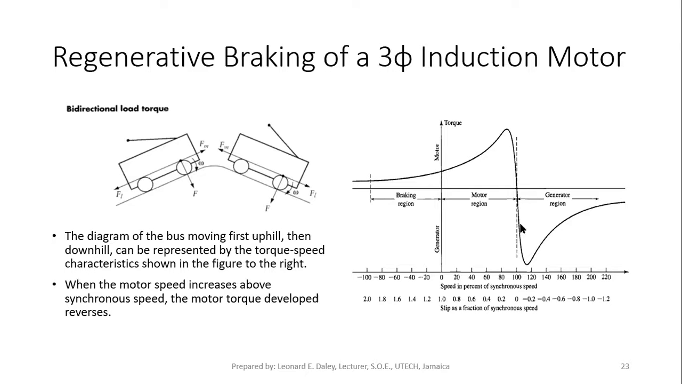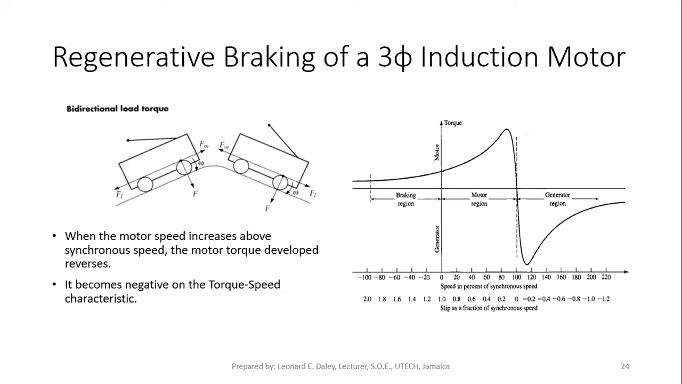Right? And it will basically follow this curve, which is a reflection, or an inversion, of the other curve. So when the motor speed increases above synchronous speed, the torque reverses. The motor torque developed reverses, and it becomes negative on the torque-speed characteristic.